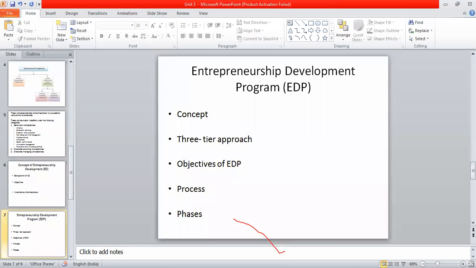to fulfill them. Now this ED, in many places, in many institutes, you will find ED cells, entrepreneurship development cells. The basic objective of these EDP cells is to find out such students and give them assistance so that they can go ahead and start their venture. So this is the basic motive behind starting such an entrepreneurship development program.